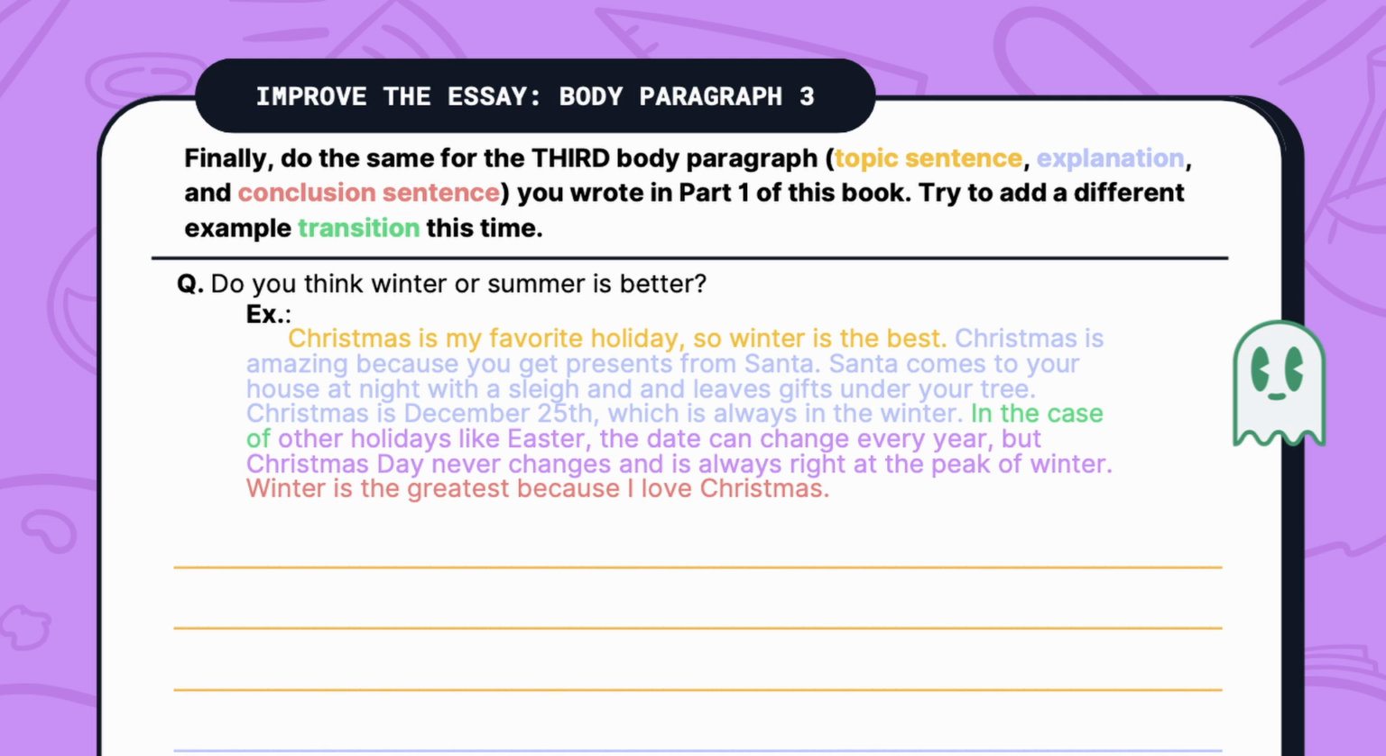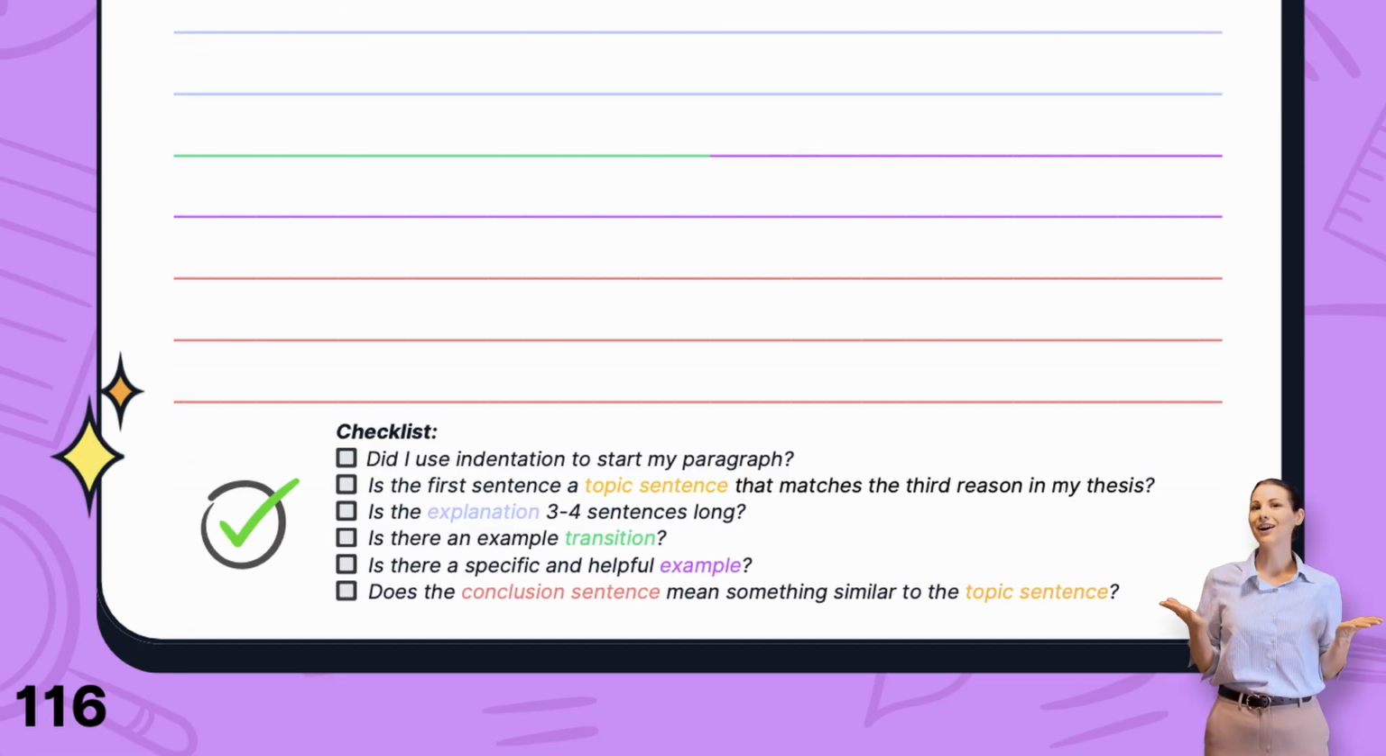Now look back at your third body paragraph. Write the topic sentence and explanation, but add an example transition and an example, then your conclusion. Good luck! It's time to check our last body paragraph. Are you ready? Ask yourself, did I use an indentation to start my paragraph? Is the first sentence a topic sentence that matches the third reason in my thesis? Is the explanation 3 to 4 sentences long?